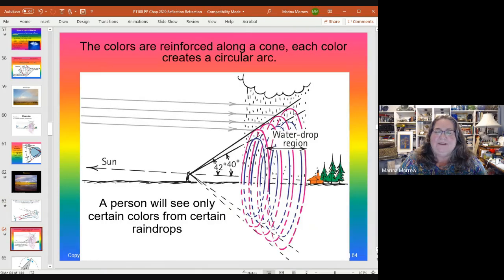So this color is reinforced by all the raindrops. So at all 42 degrees, it's all going to be red drops, and 40 degrees from the sun, it's all going to be the blue or violet drops. So anyway, the actual rainbow makes a cone shape. And if the ground wasn't in the way, you would see a cone instead of an arc, or you would see a circle. So anyway, next time there's been some rain and then there's some sunshine, just take a look. Rainbows happen all the time.